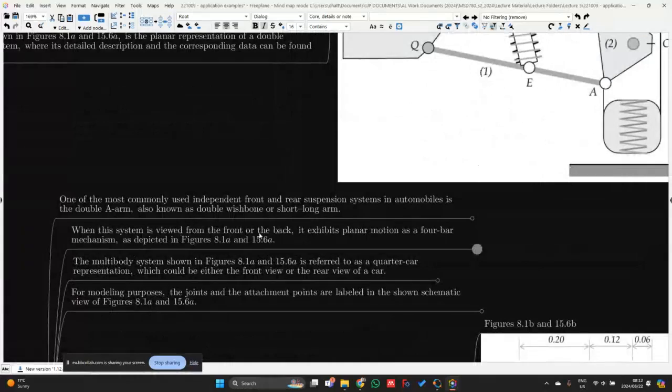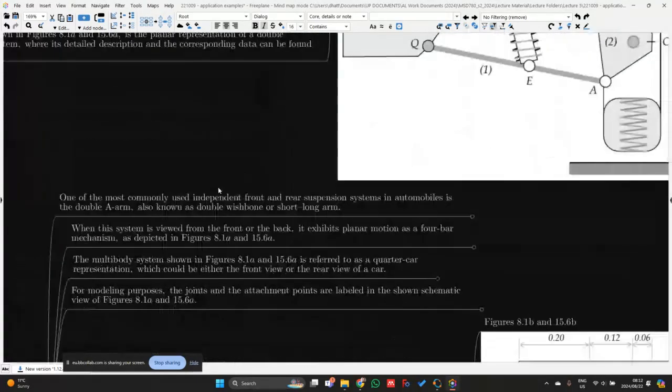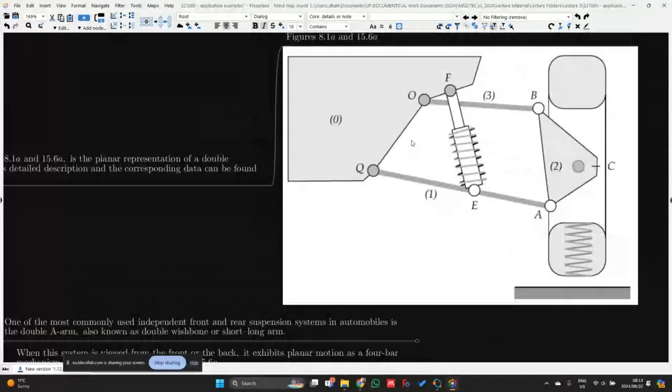When this system is viewed from the front or the back, it exhibits planar motion as a 4-bar mechanism, as depicted in figure 15.6a, so this figure over here. The multi-body system shown in figures 8.1a and 15.6a is referred to as a quarter car representation, which could either be the front view or the rear view of the vehicle. So for modeling purposes, the joints and attachment points are labeled in the shown schematic view of figures 8.1 and 15.6a.